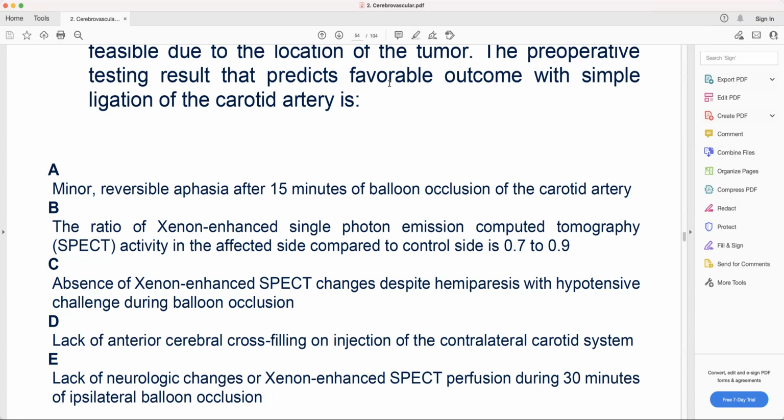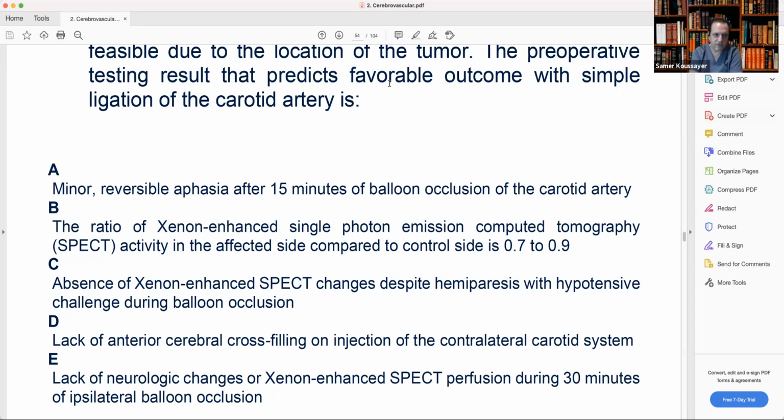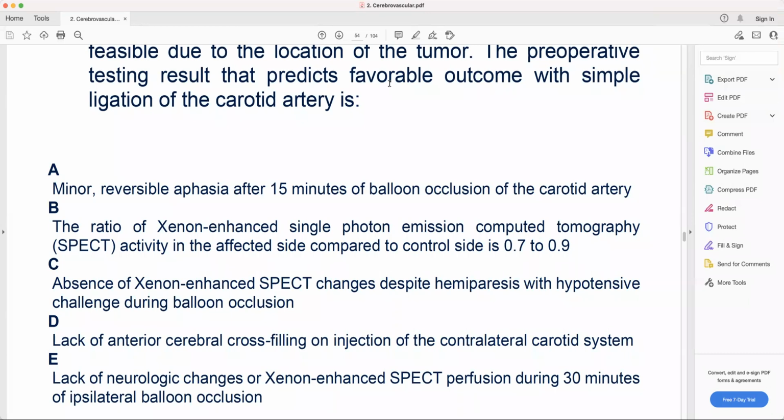First one, A: a minor reversible aphasia after 15 minutes of balloon occlusion of the carotid artery. We said 30 minutes maybe. Yes. Because even if we get reversible aphasia, after 15 minutes, no, because you have to go for 30 minutes. So 15 minutes is not enough. I don't know why I didn't put this number. Somebody put the numbers, and this was the number you have to remember: 30 minutes. Okay.